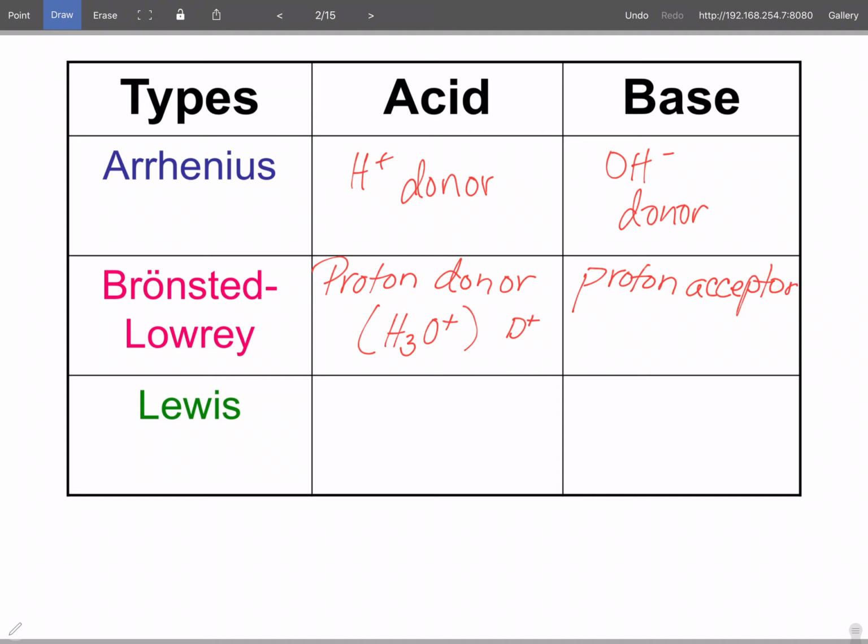Now the third definition, which we used when we talked about complexes, is the Lewis definition. A Lewis acid is an electron pair acceptor. And if you think about it, Lewis of Lewis structure fame was dealing with electrons, so a base is an electron pair donor. So the Lewis definition is the broadest. So all Bronsted-Lowry acids will be Lewis acids, but not all Lewis acids will be Bronsted-Lowry acids. Same thing with the bases.